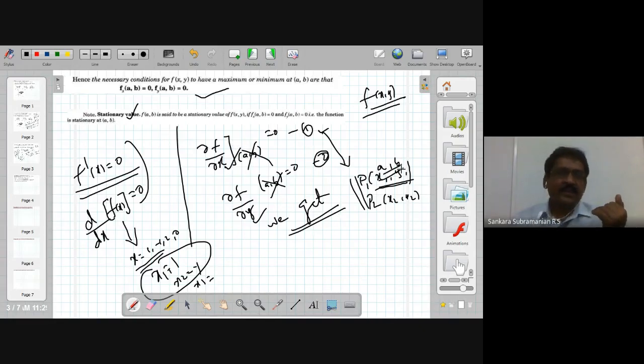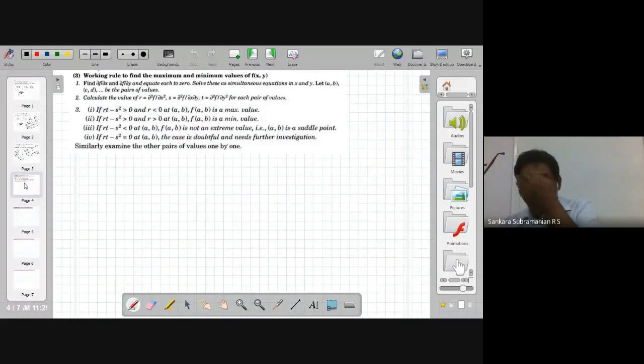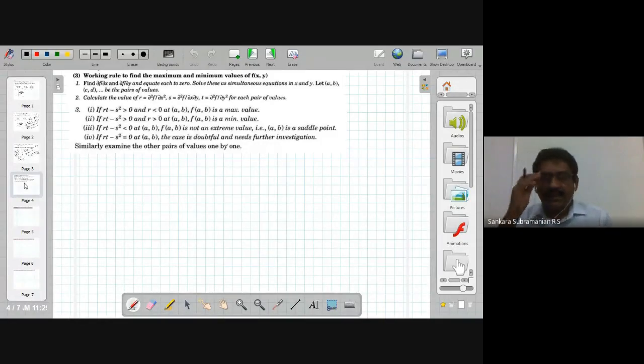Okay. So now how do I do this problem? A problem is given, given f of x comma y. Question is find the maxima and minimum value for the function f of x comma y. This can be done in 3 steps.